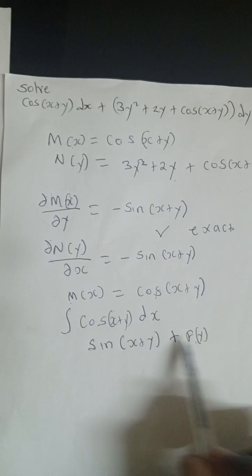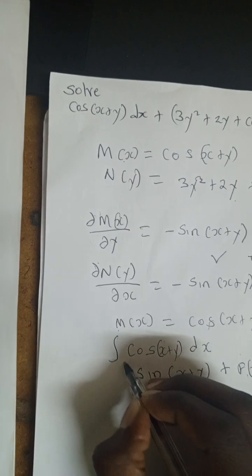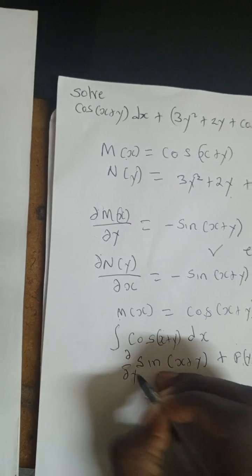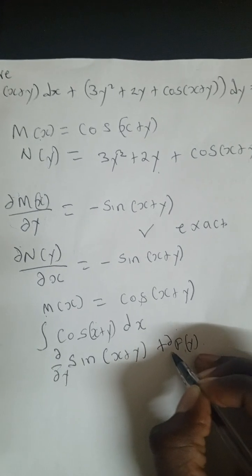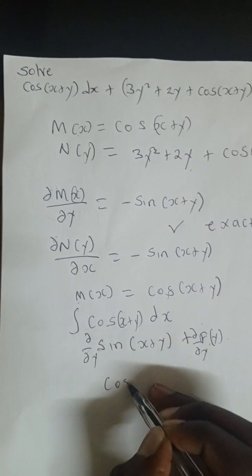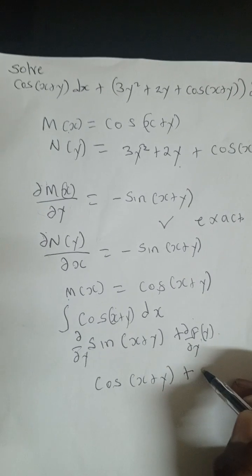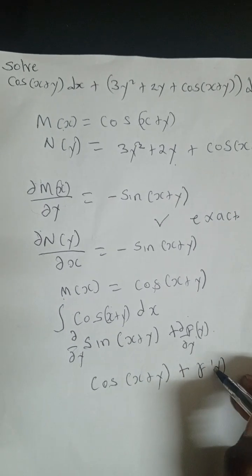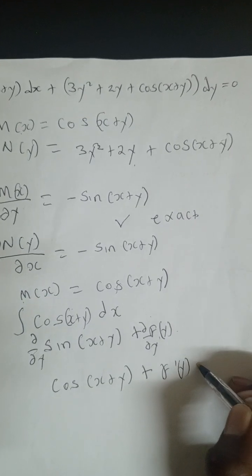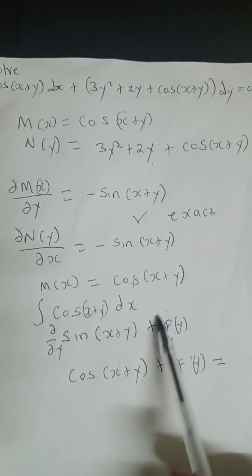Now, after the results you have gotten, you have to differentiate them partially with respect to the function which you have added, f(y). So we'll differentiate this with respect to y. We'll also differentiate this with respect to y. We are partially differentiating. When we differentiate this partially with respect to y, we are going to get cos(x + y). Then for this one, we are going to get f'(y).